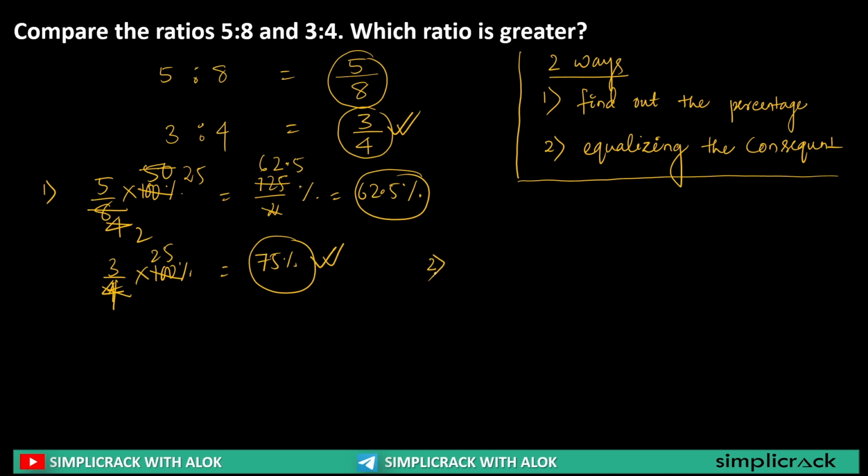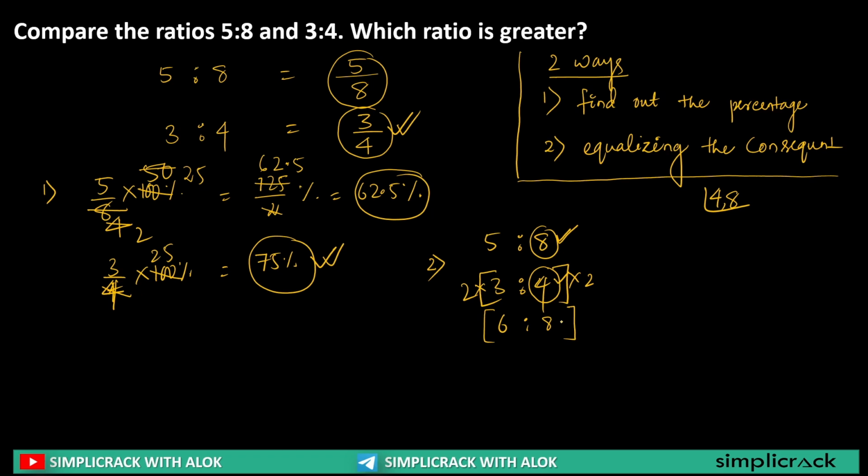Now the second step, what I have informed you, we will simply equalize the consequents. Now here it is 8, here it is 4. So either you can take the LCM and then equalize it, or you can simply see, if we multiply 2 over here, you have to multiply 2 with the antecedent as well. So if we multiply 2 in this whole ratio, the new ratio will be 2 multiplied by 3 is equal to 6, 2 multiplied by 4 is equal to 8. Okay. So now the new ratio is 6 by 8.